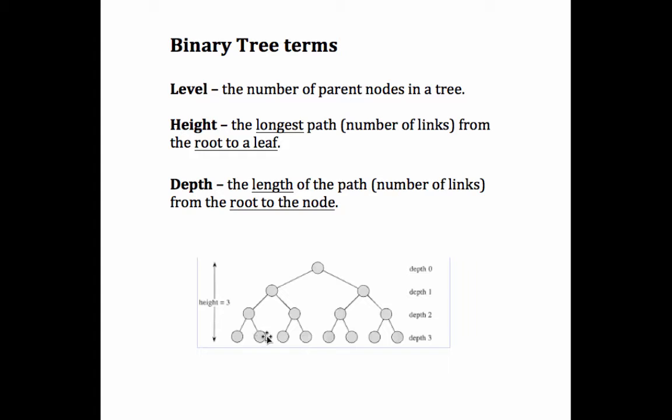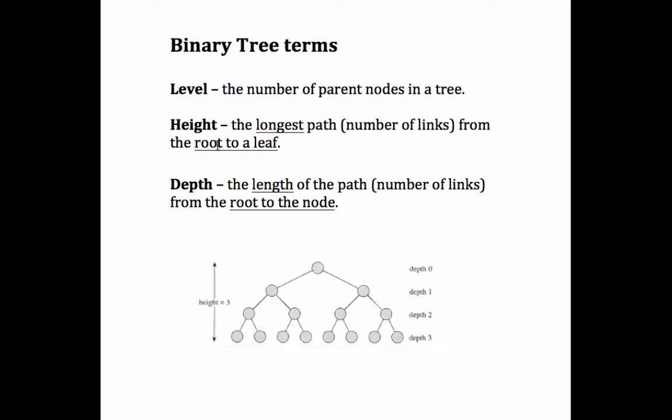If I pick this leaf, again, I could follow this path, and that's 1, 2, 3 links. The height is 3. This node here, I'm following this path, 1, 2, 3 links. So the height of this tree is 3.